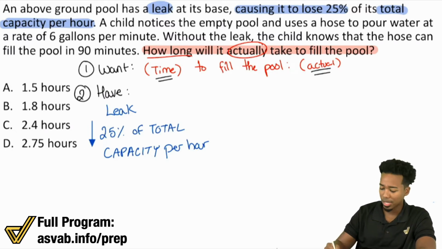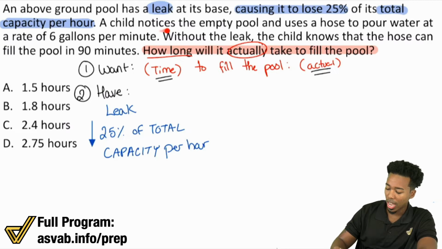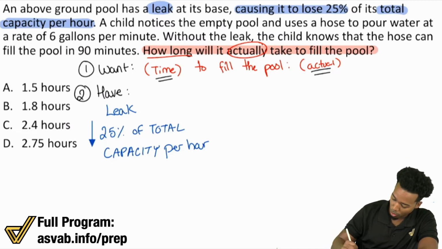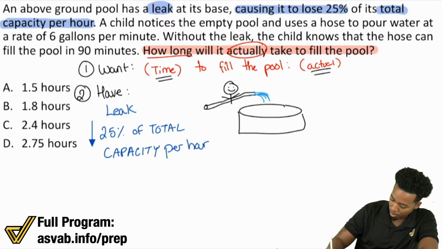Again, take it one step at a time. Let's see how we can connect this. A child notices the empty pool and uses the hose to pour water at a rate of 6 gallons per minute. Okay, so child, okay, pours. I'm going to draw that right over here. So this is little Timmy over here. And Timmy is using a hose to fill the pool up at a rate of 6 gallons per minute. Okay, sounds good.